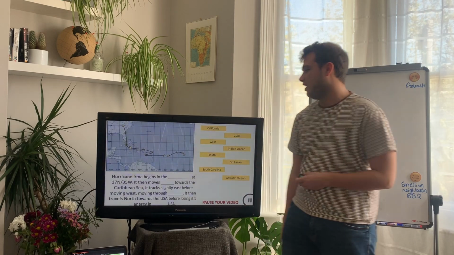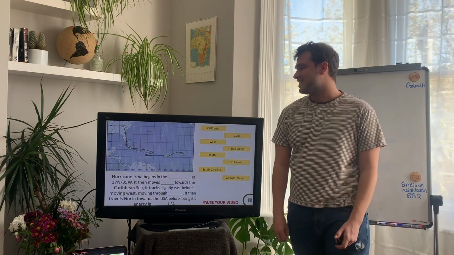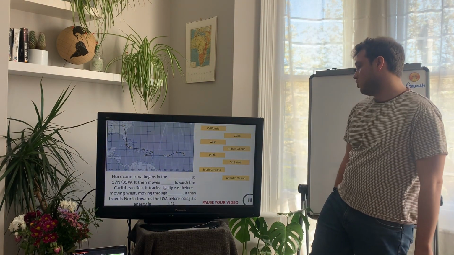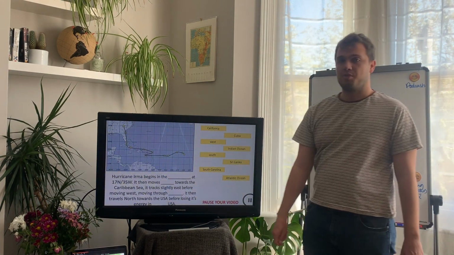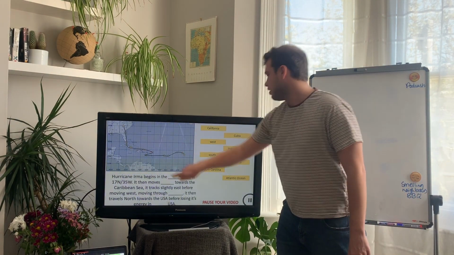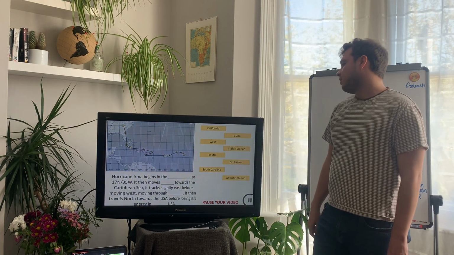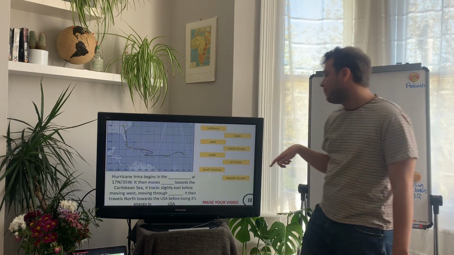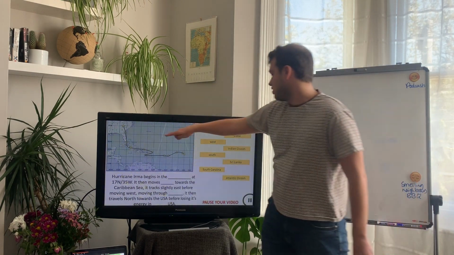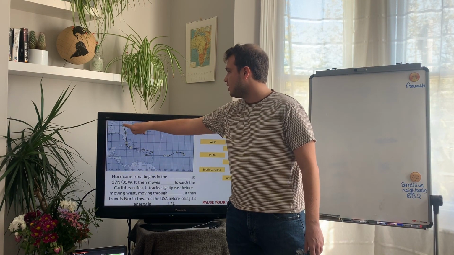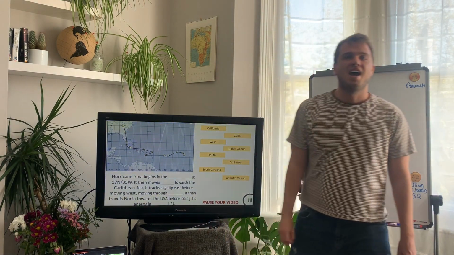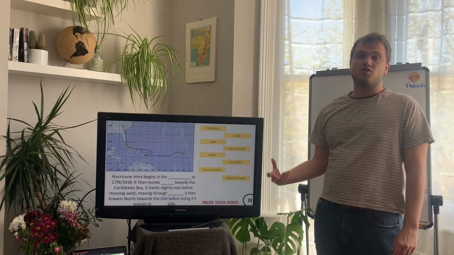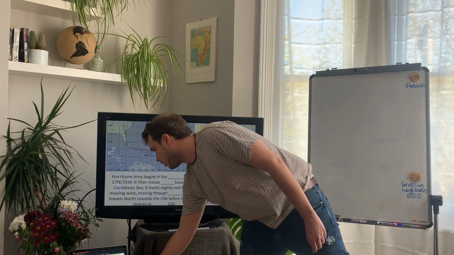I will talk through these quickly with you. So Hurricane Irma begins in the Atlantic Sea at 17 degrees north, 35 degrees west. It then moves west towards the Caribbean Sea. It tracks slightly east before moving west again, moving through Cuba. So we can see that it goes directly through the country of Cuba there. It then travels north towards the United States before it loses its energy in South Carolina. We can see a little SC there, and you should know that that's South Carolina. It's clearly not California, okay? So this is our track of Hurricane Irma. This is the route that it took.